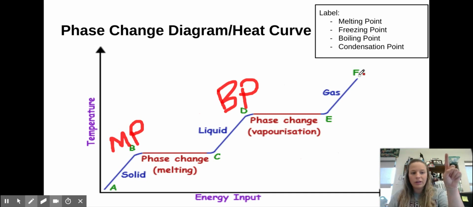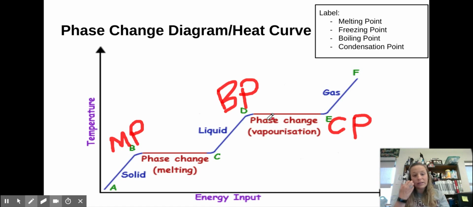Now we're going to do this backwards. We're going to start at letter F and work our way back down. So if I start as a gas and I cool it off, eventually it's going to get to point E. This is where a phase change is going to happen, turning from a gas to a liquid, which means this is my condensation point.